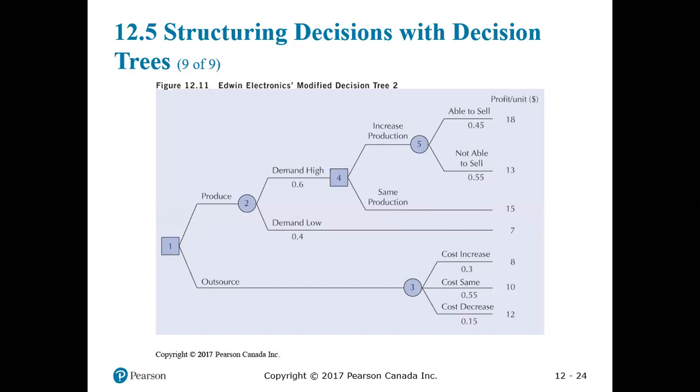So if you decide to increase production, then the probability that you'll be able to sell that increased production would be 0.5, and you will therefore earn a profit of $18 per unit, versus not being able to sell, and you would earn a profit of $13 per unit. That's a chance of 0.5.